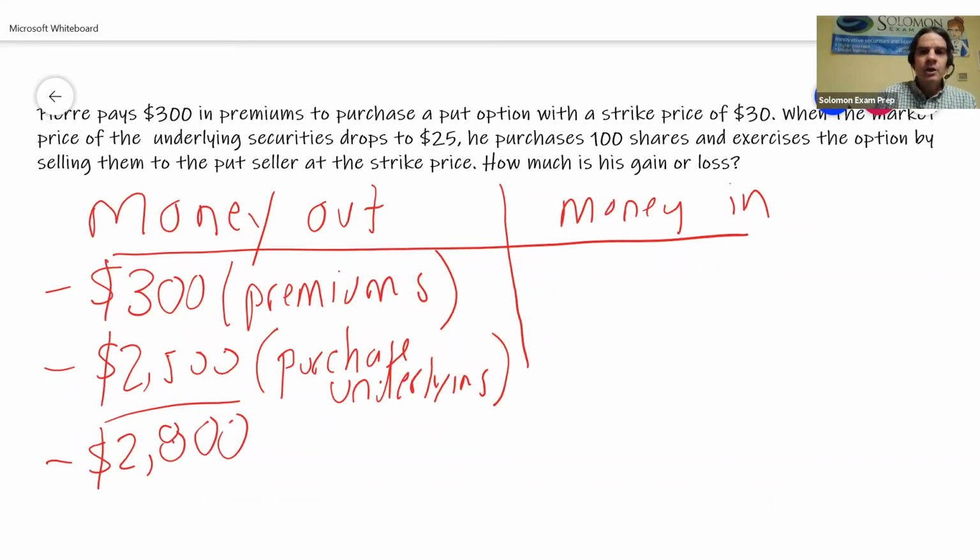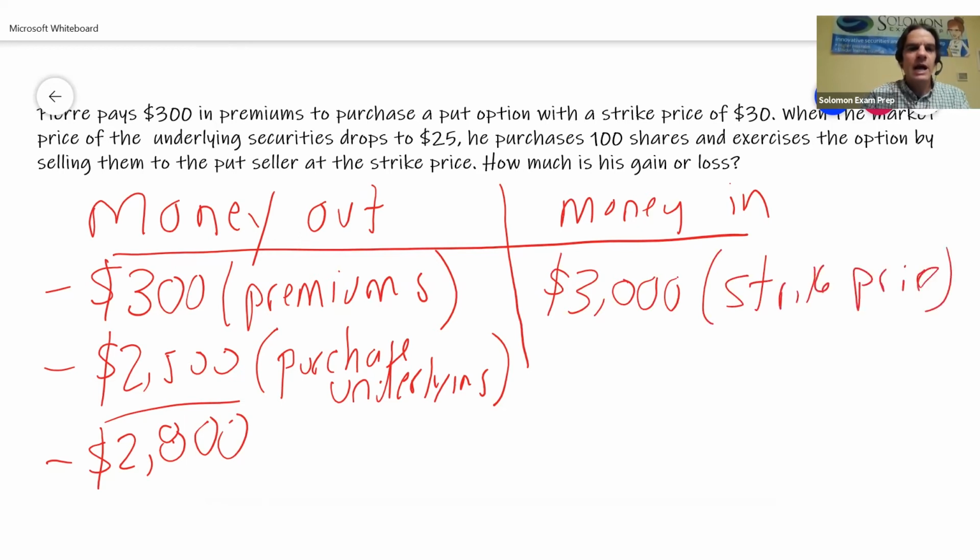Okay, so now the option has a strike price of $30. So when he exercises it, that means he is selling those shares to the option seller at that strike price. So when he sells them at that strike price, that's the money he takes in. It's going to be $3,000, right? 30 times 100 shares. So that's basically the strike price.